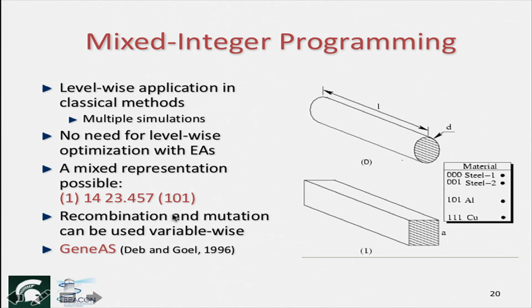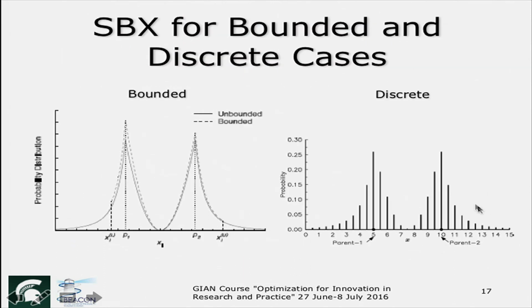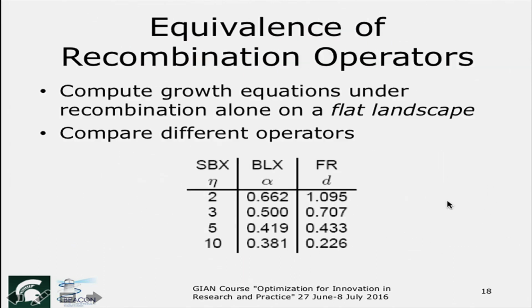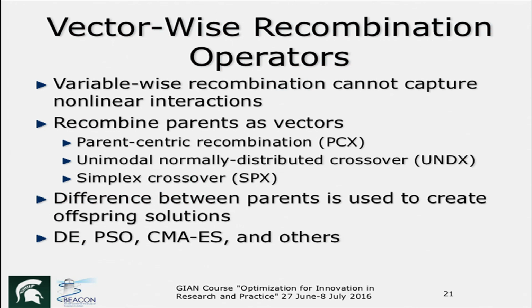So this one you are crossing with another 3-bit string. You are never crossing with 23.457 like a real number. This one you will be crossing with another such real number, then you could do a SBX. This one you will be crossing with another discrete variable, then you can use this kind of crossover, like I showed you. So you're always doing crossover between similar types of variables. You're never mixing up. So the whole thing works.